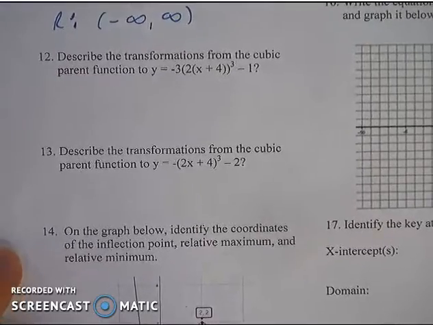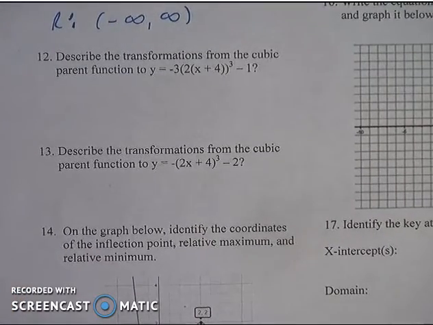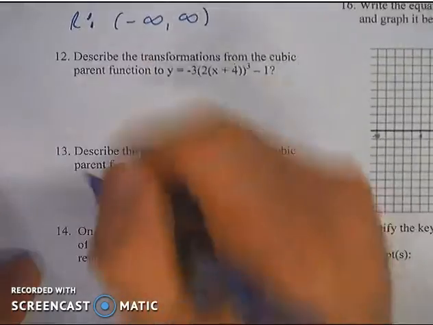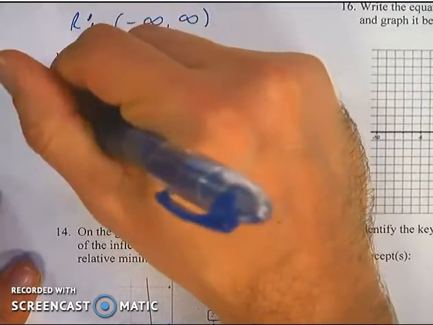Number 12. Describe the transformations from the cubic parent function to y equals negative 3 times 2 times parentheses x plus 4 parentheses cubed minus 1. I'm counting 1, 2, 3, 4, 5 transformations. Let's list them all.